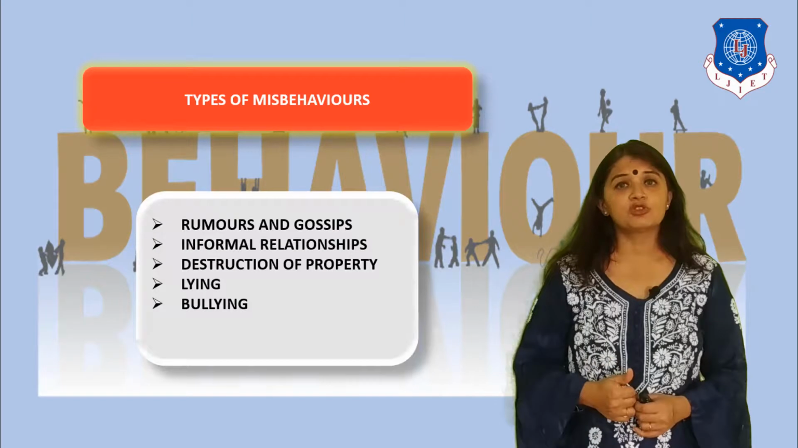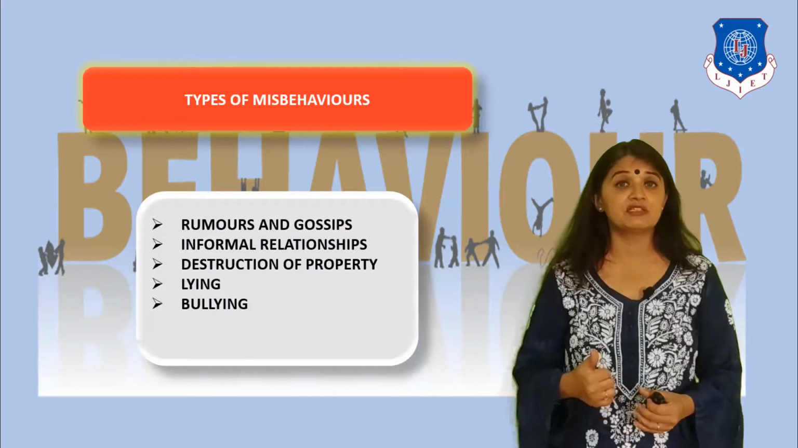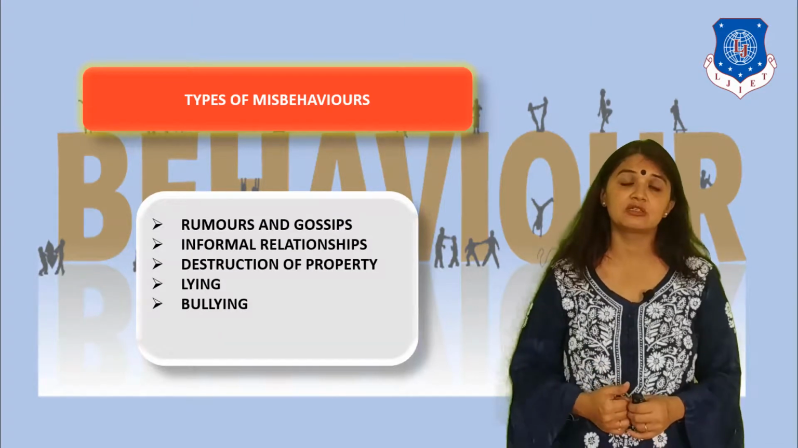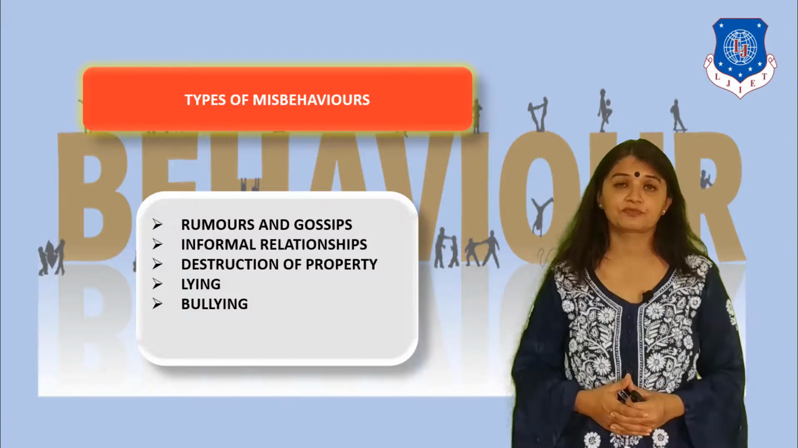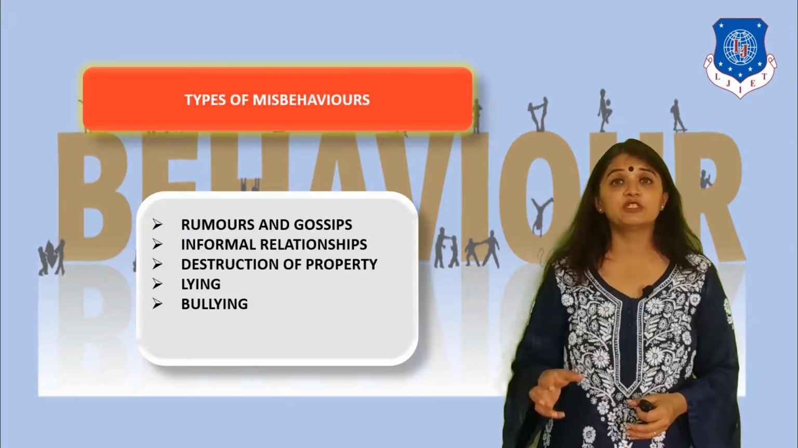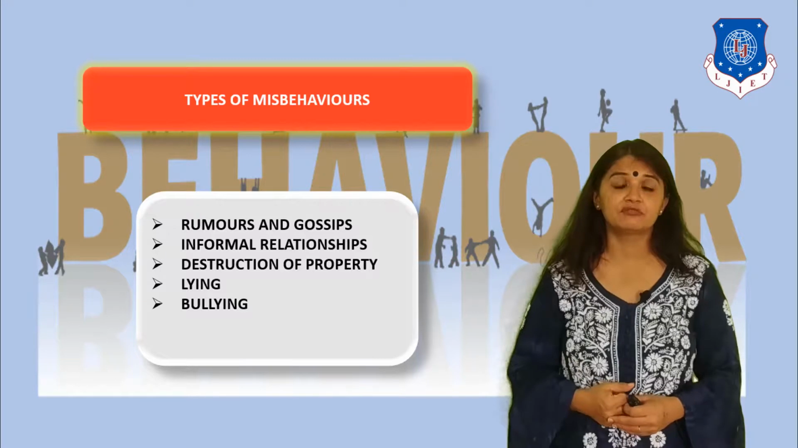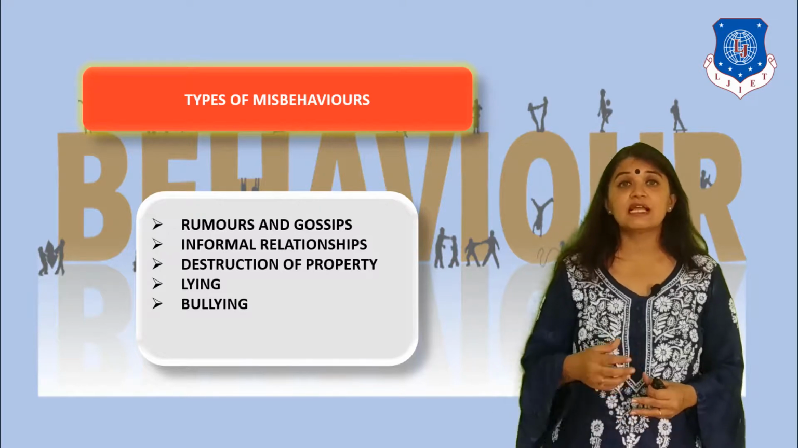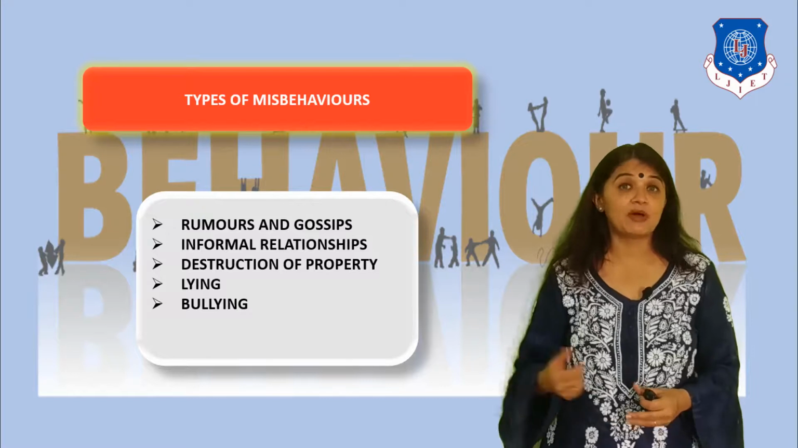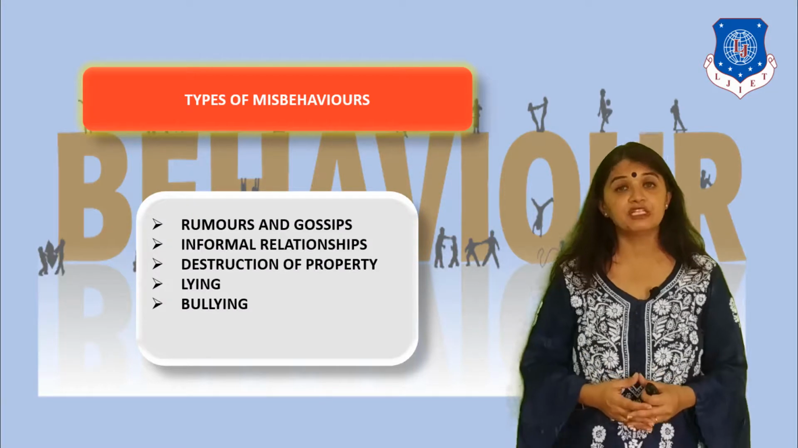So, first and foremost, the most prevalent and present in all organizations is rumor and gossip. Rumor and gossip actually reduce productivity, and that is why we can call it a misbehavior. Second is workplace romance, which is an informal relationship.